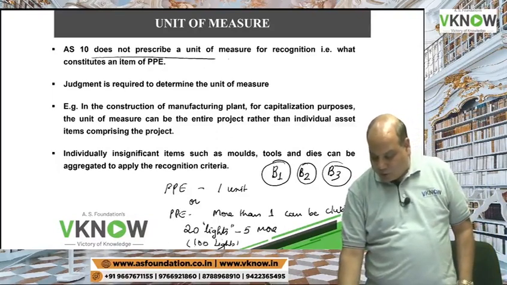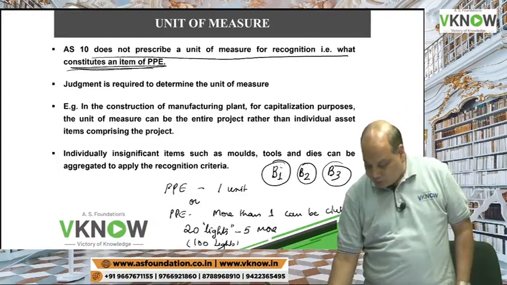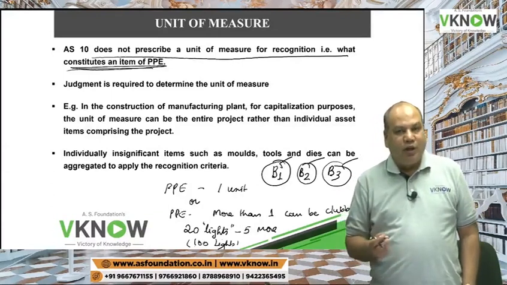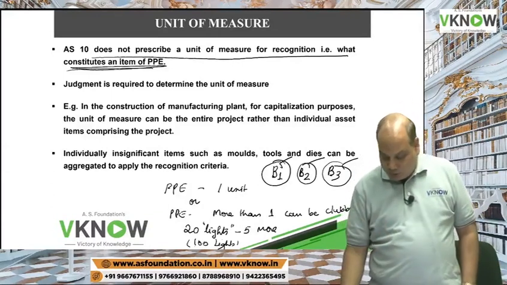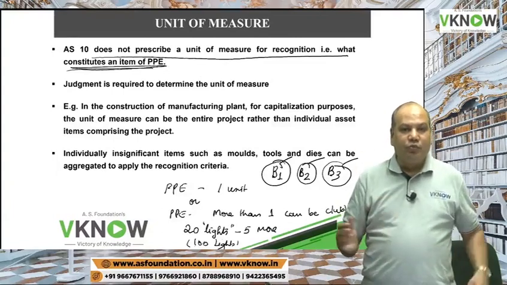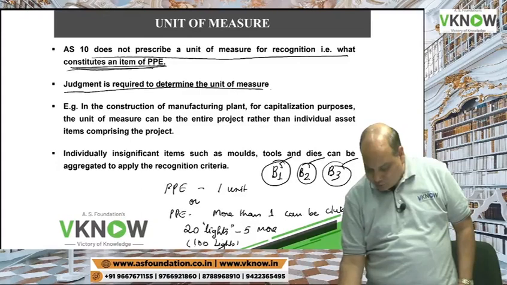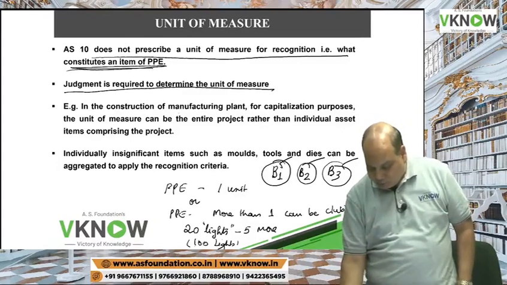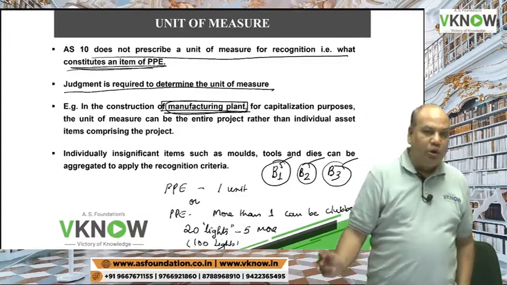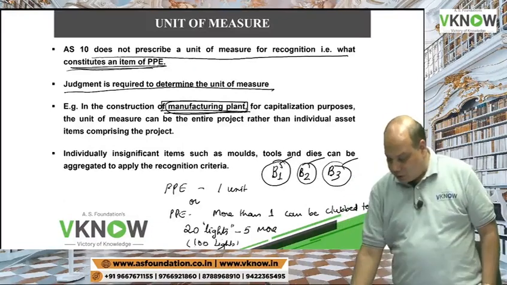AS-10 does not prescribe a unit of measure. That is, what constitutes an item of PPE. For items like buildings, machines, cars, we can have each item as a separate unit of PPE, but for items like benches, chairs, electrical points, they can be combined together as one unit of PPE. Hence, judgment is required. Sometimes some companies call the entire manufacturing plant one unit. So some degree of judgment is required here.